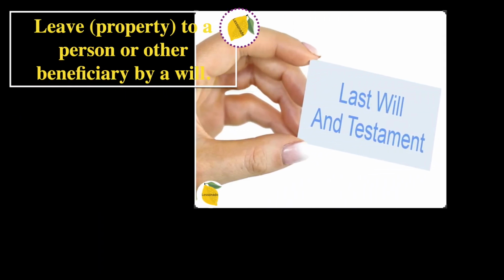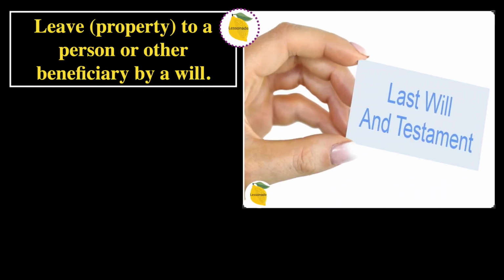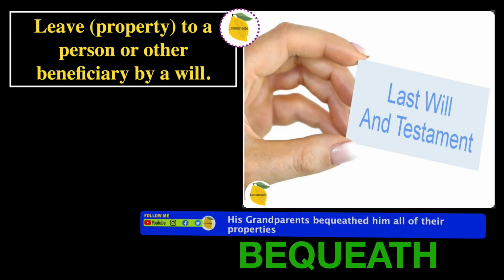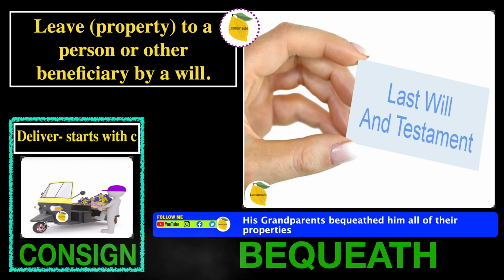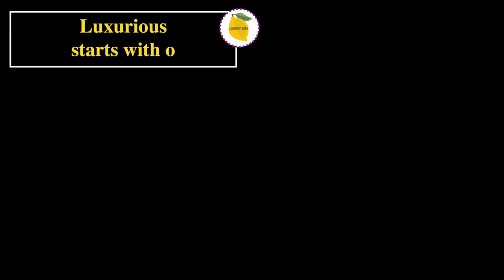The next one is leave property to a person or other beneficiary by a will. In this picture, we can see someone holding a card that says last will and testament. So the word is going to be bequeath. The sentence is, his grandparents bequeathed him all of their properties. Let's recall the previous slide. And the previous slide is consign.